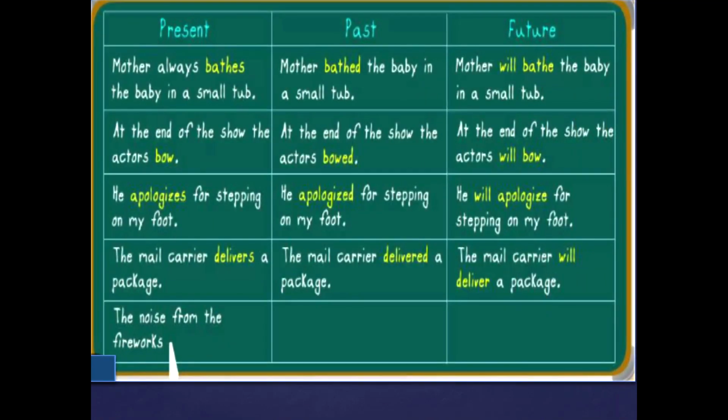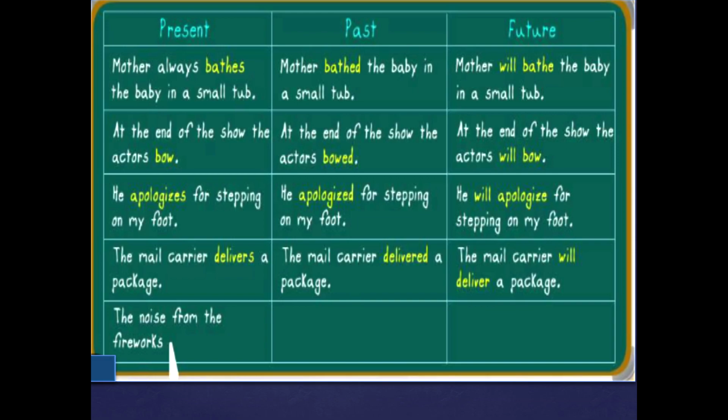So let us summarize the differences between present, past and future. Here it is described: simple present, simple past and simple future. What comparison will we see here? In simple present we see, mother always bathes the baby in a small tub, right? Simple present is given here. And mother bathed the baby in a small tub, simple past. Mother will bathe the baby in a small tub, simple future. So for a particular action we can apply each tense, present, past, future, and we can understand the difference or comparison between these tenses.